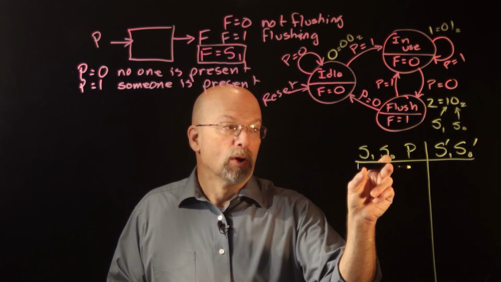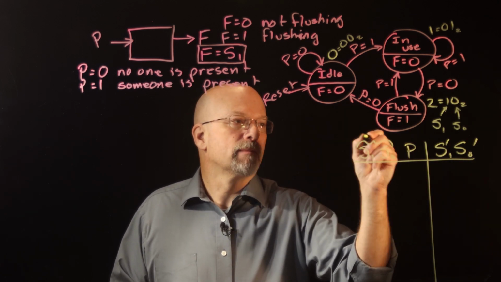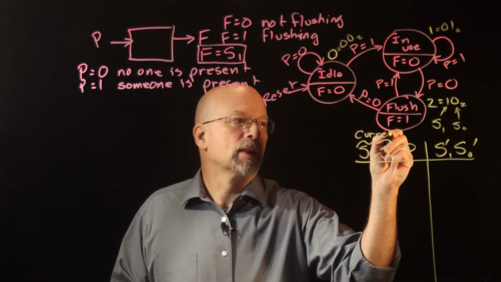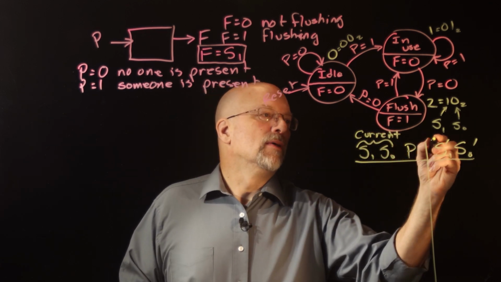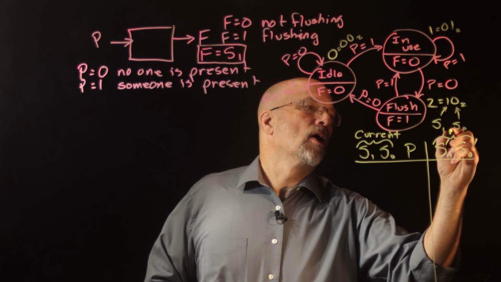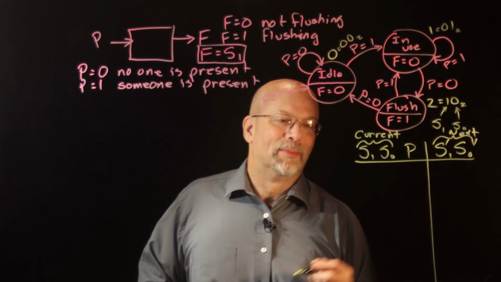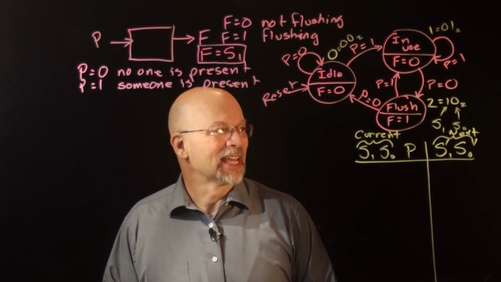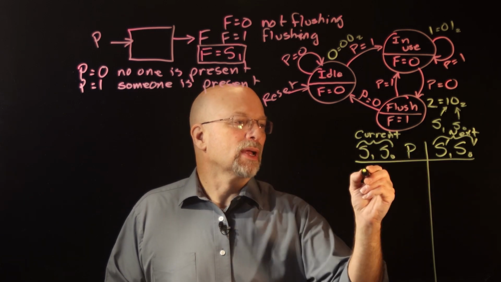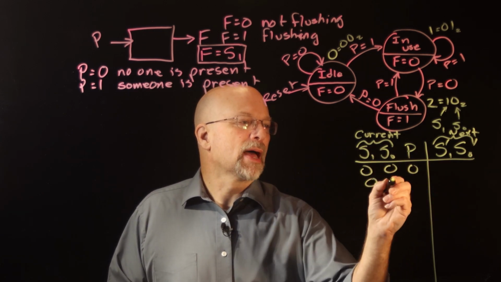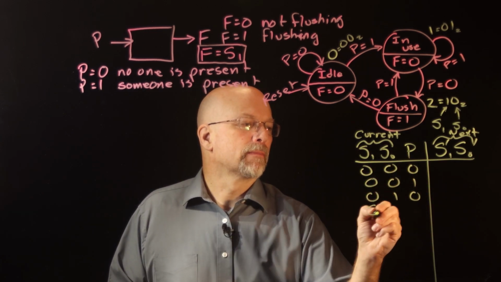So for whatever the current state is, plus our input, that is going to tell us what our next state is going to be. All right. Now with 3 inputs, I've got 8 possible patterns of 1s and 0s.